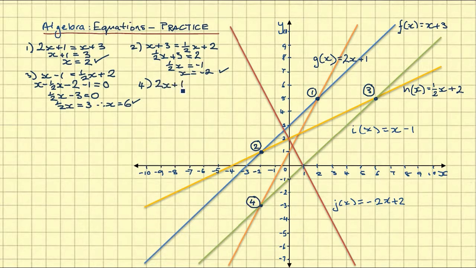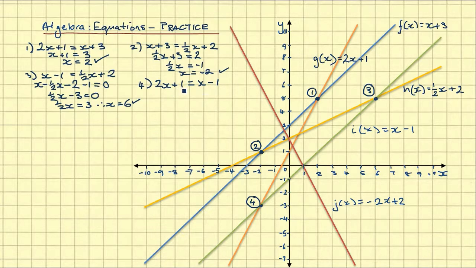So what have we got? 2x plus 1 is the first function, and the second one is x minus 1. Now, if you haven't paused the video up to now, this would be a really good one to make your first attempt.